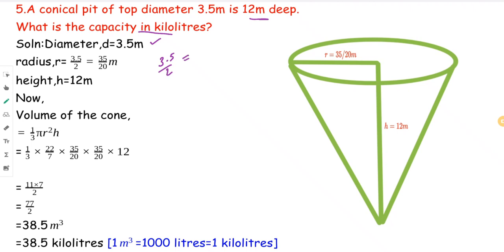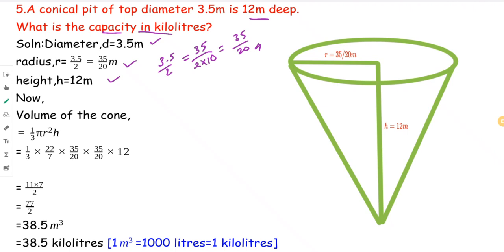So once again, I'll try to remove the point, right? So I'll have 35, which means I have to divide by 10, right? So that is how I'm going to get 35 by 20 to be the radius. Height is already given to us. Now let's find the capacity, which means the volume, right? So 1 by 3 pi r square h. So pi 22 by 7, radius 35 by 20, height is 12.